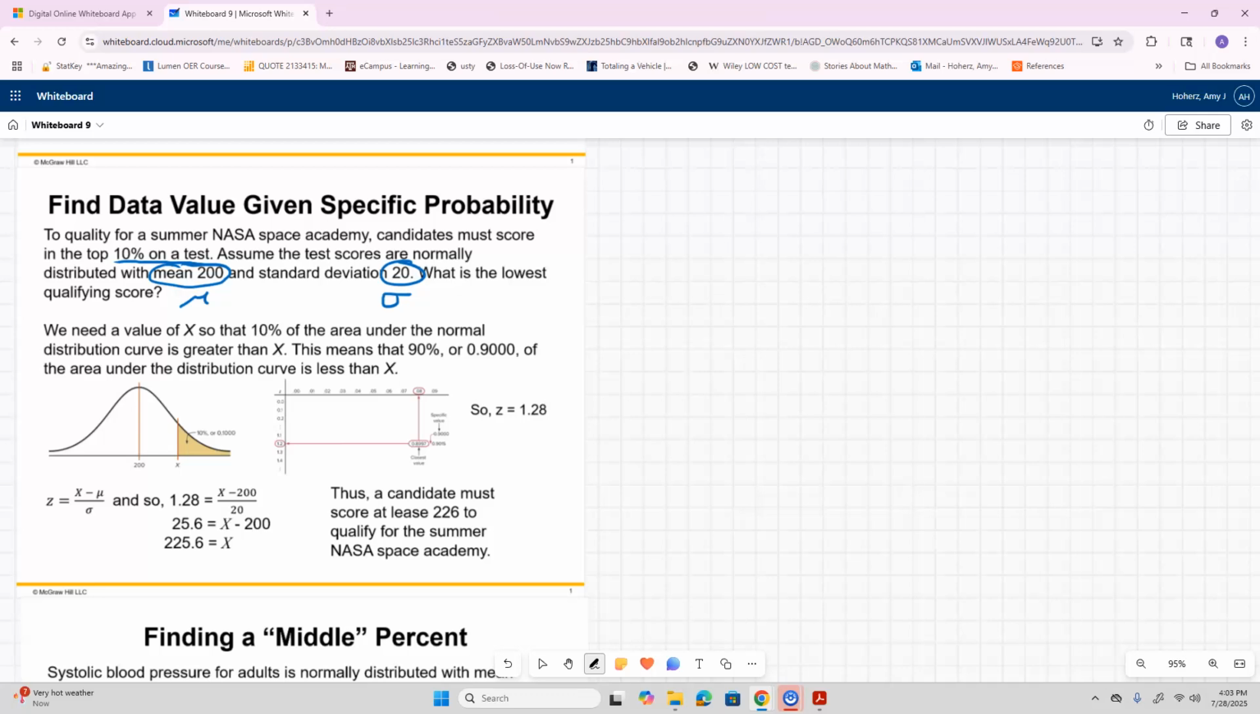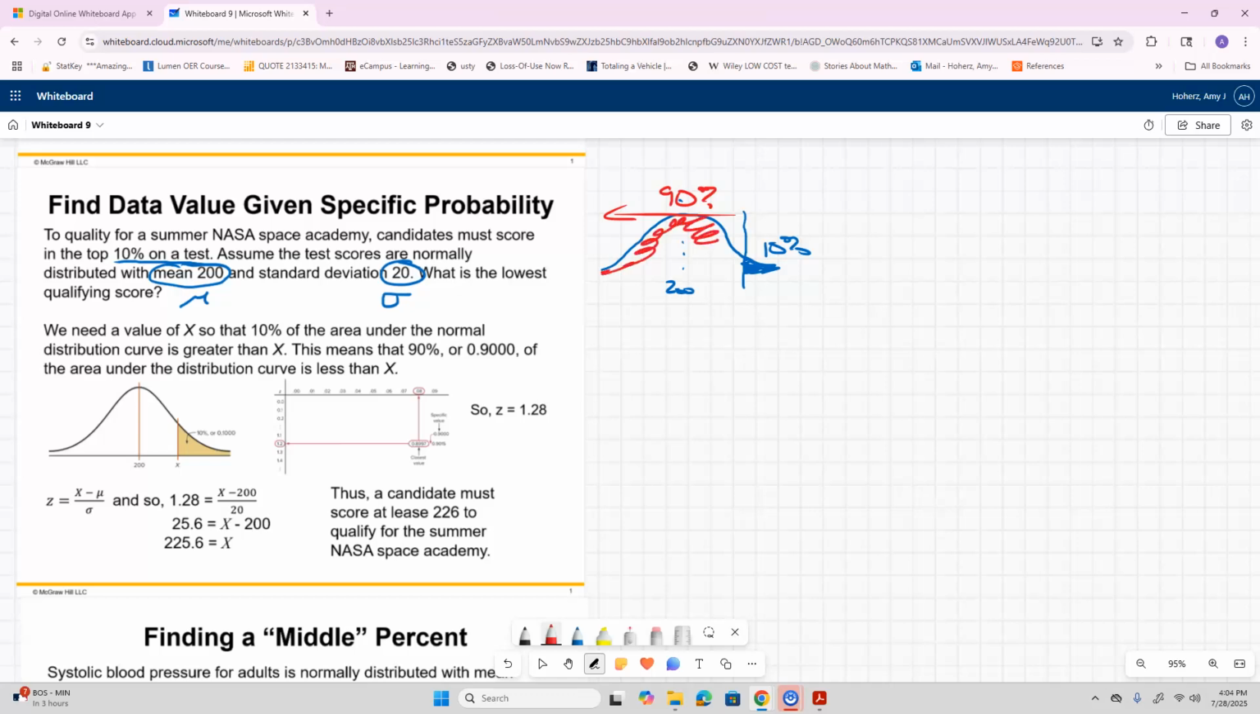Okay? So when we think of what information they've given us, what we need to know, again, we're working backwards, so we know the percentage before we know anything else. We know that 200 is in the middle, but the candidate needs to be in this top 10%. The only problem with this is the chart doesn't give us the top of anything. It doesn't give us the upper, it gives us the lower. So if you're in the top 10%, that means you're above 90%.